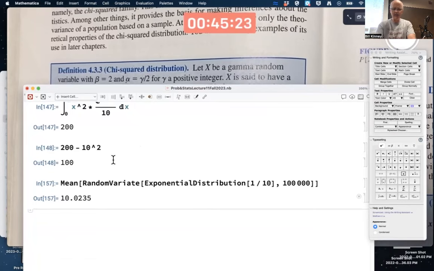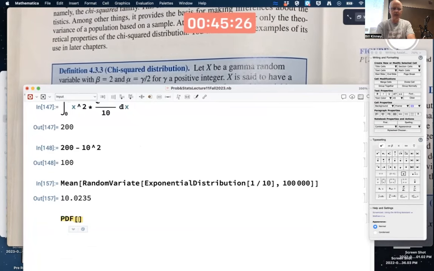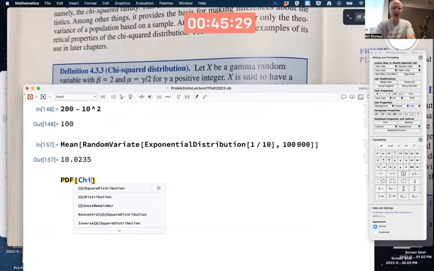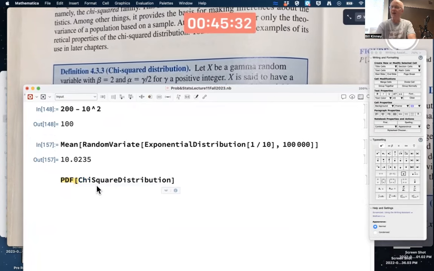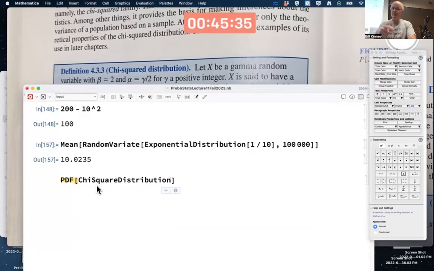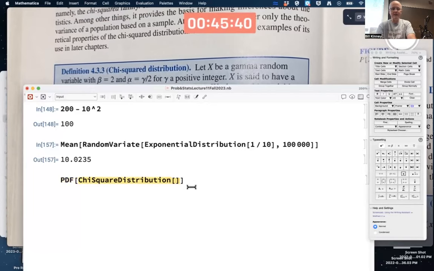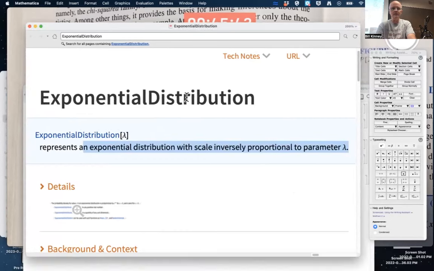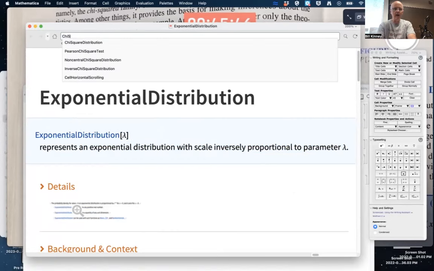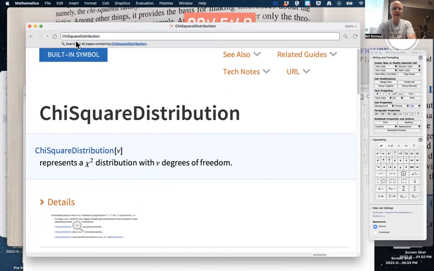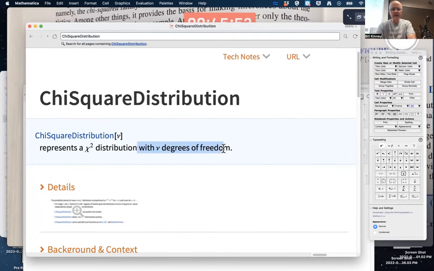Let's go ahead and see what Mathematica makes the PDF look like. Is it built in? Oh yeah, and Mathematica calls this ChiSquareDistribution. What are the inputs here? Chi-square distribution with nu degrees of freedom, or maybe that's supposed to be a little gamma. You could call it a V. It's very similar to the shape of the Greek letter nu, N-U. Doesn't matter, whatever.